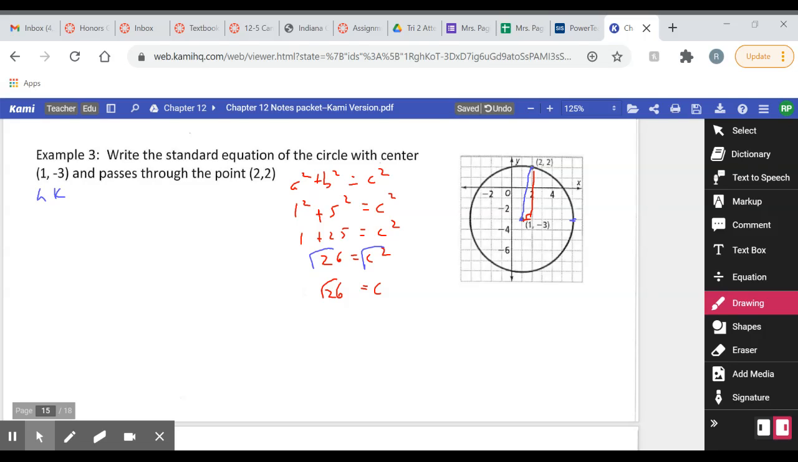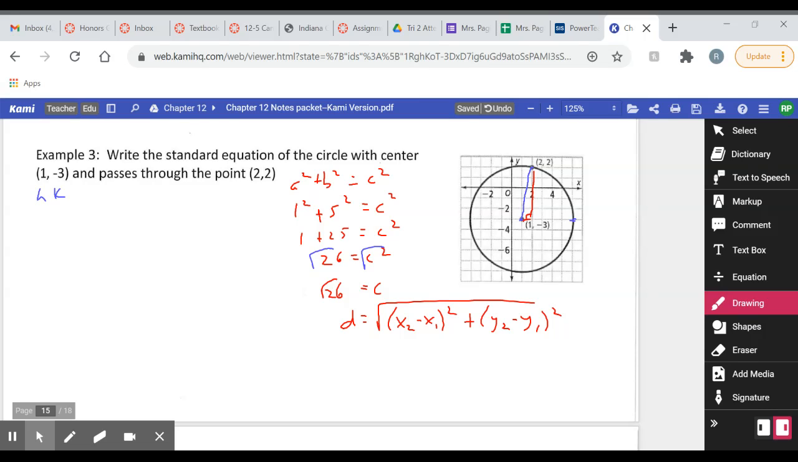If you wanted to use the distance formula instead, then remember the distance formula is the square root of (x2 - x1)² + (y2 - y1)². So if you wanted to use that formula instead, that would be fine.